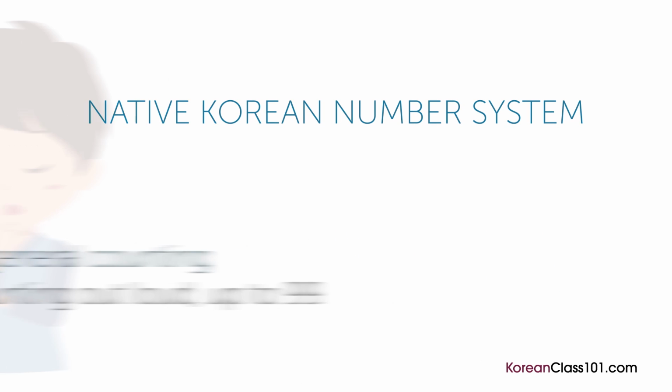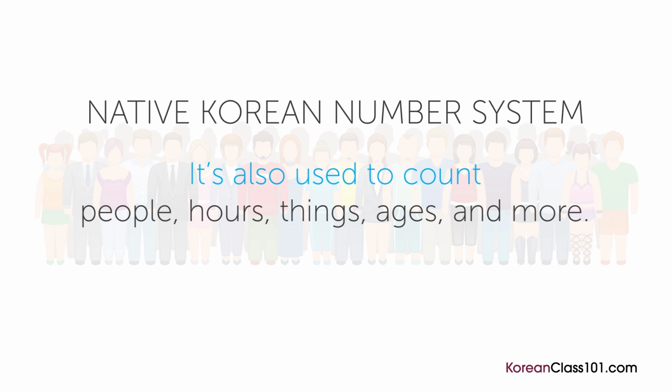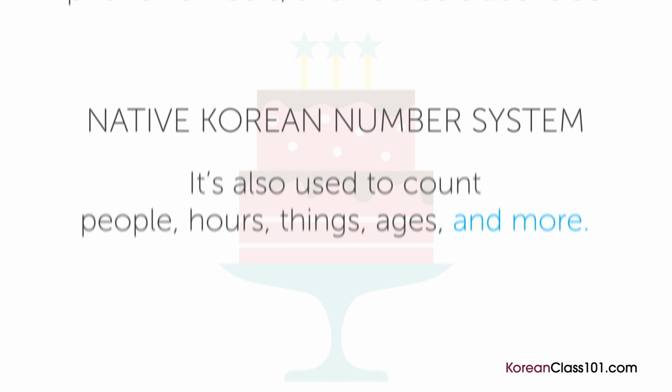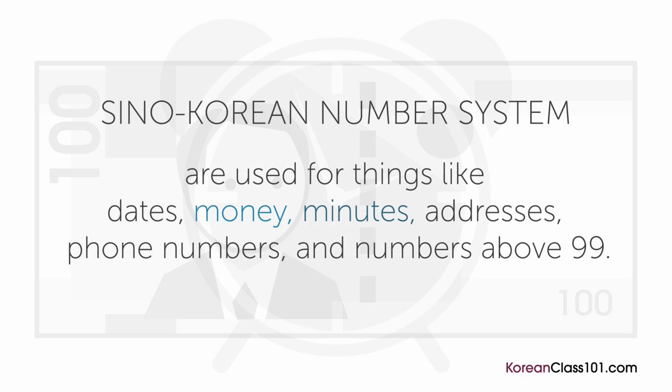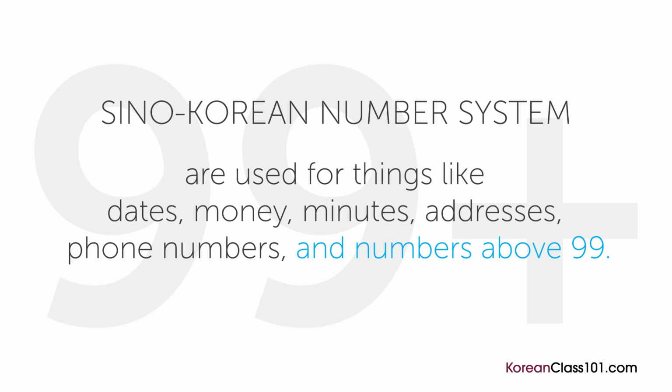The native Korean number system is used for general counting, like when you're counting out loud up to 99. It's also used to count people, hours, things, ages, and more. Sino-Korean numbers are used for things like dates, money, minutes, addresses, phone numbers, and numbers above 99.